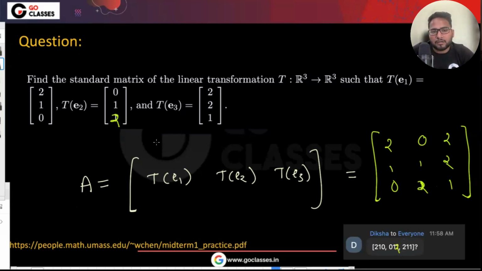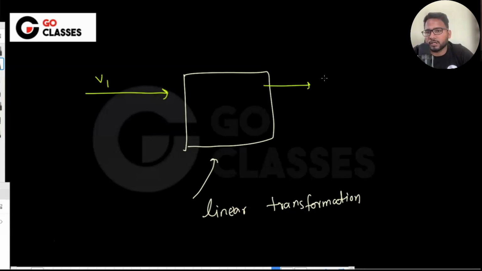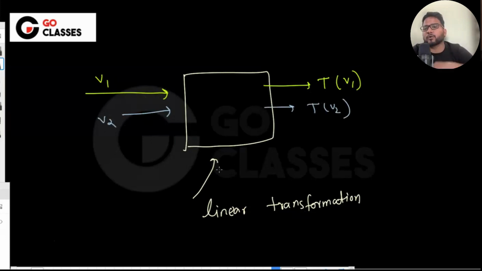Now just see one thing here. Let's suppose there's a box. I call this box a linear transformation. Then let's suppose this v1 vector is going here, and then what is coming out? T of v1. And then maybe the v2 vector is going here, and what is coming out? T of v2.